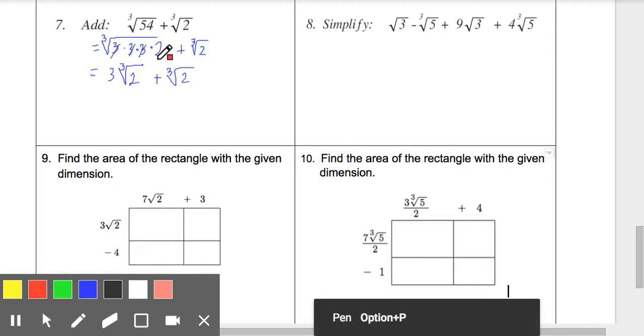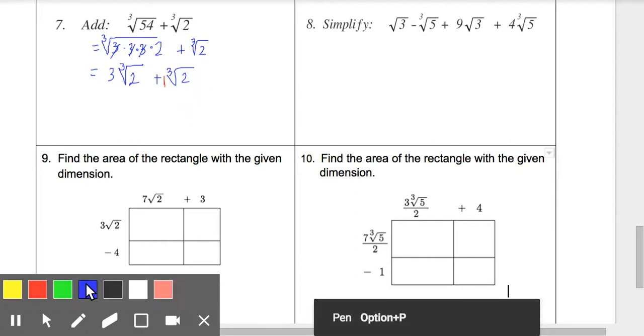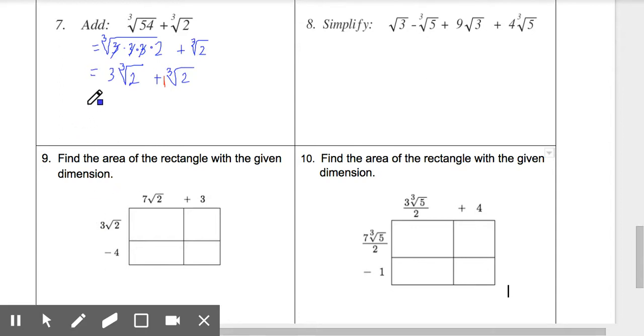Now, this means that there is a 1 in the front of cube root of 2. So now we notice that these two expressions have the same index, which is 3, and the same radicand, which is 2. Therefore, we can combine them together. So we have 3 cube root of 2 here plus 1 cube root of 2. How many cube root of 2's do we have? We have 4 cube root of 2.